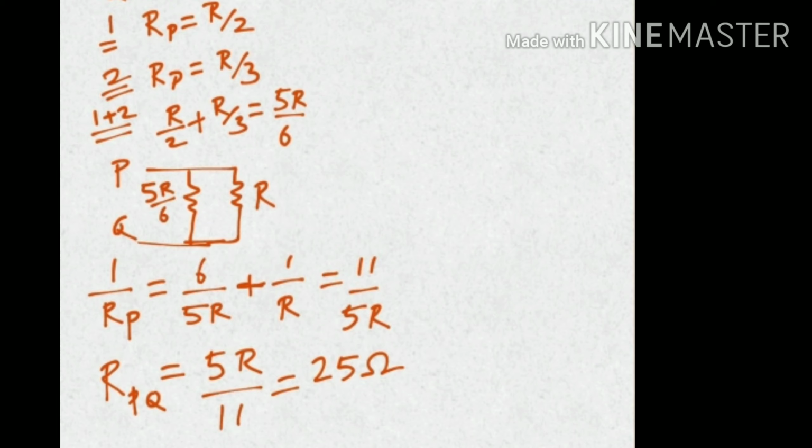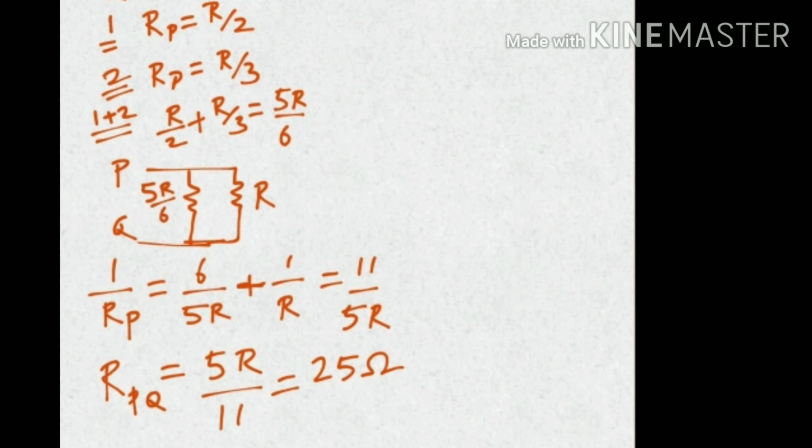Finally, that 5R by 6, which I have mentioned in the diagram, is connected with the topmost R, which I explained in the previous case. On combining, both are in parallel. On solving this, we get 5R divided by 11. Each value of R is 55 ohm. So finally, we get the answer as 25 ohm.